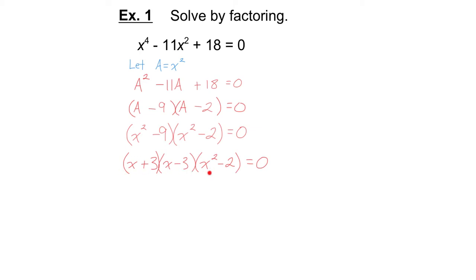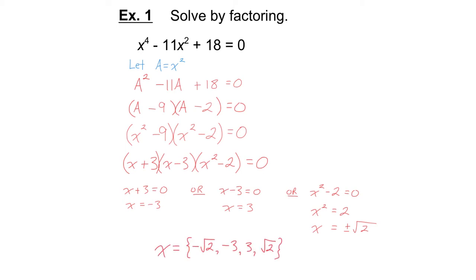Okay, so this is my fully factored form now with x. The whole thing's equal to 0, so now I can use my factors to solve for x. So either x plus 3 equals 0, or x minus 3 equals 0, or x squared minus 2 equals 0. If I solve for x in each case, then I get my possible answers for x. Now just be careful here. X squared minus 2 equals 0, which means x squared equals 2.